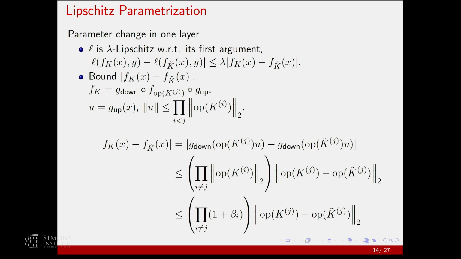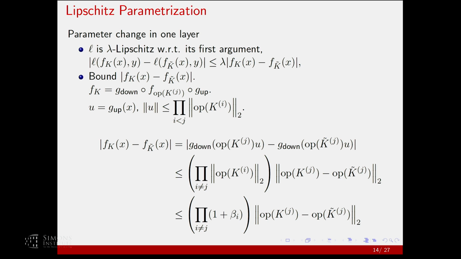So it becomes a product over all the other layers. And then for the layers that is changed, we have a spectral norm of difference between operator matrix corresponding to this kernel that is changed. The other assumption we had was that at initialization, the spectral norm of the operator matrix of all of these is bounded by 1. So we can write this in terms of k minus its initialization plus initialization. And we know the difference in initialization is bounded for each layer by b_i. So this is what we get.